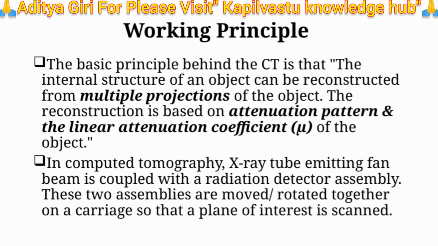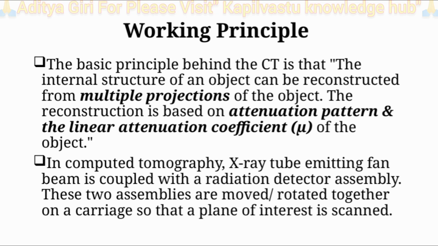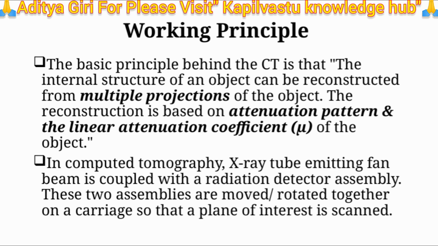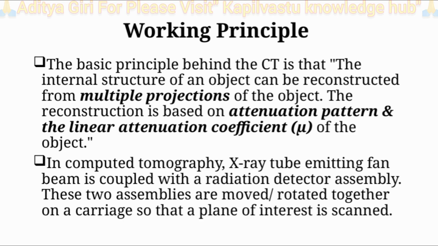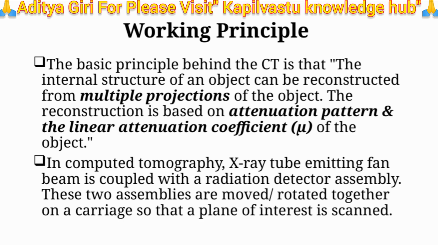In practical terms, during a CT scan, an X-ray tube emits a fan-shaped beam of radiation. This beam passes through the body, and on the other side, a radiation detector assembly captures the transmitted X-rays. To get comprehensive data, both the X-ray source and the detectors are moved or rotated together on a carriage, scanning a specific plane of interest.